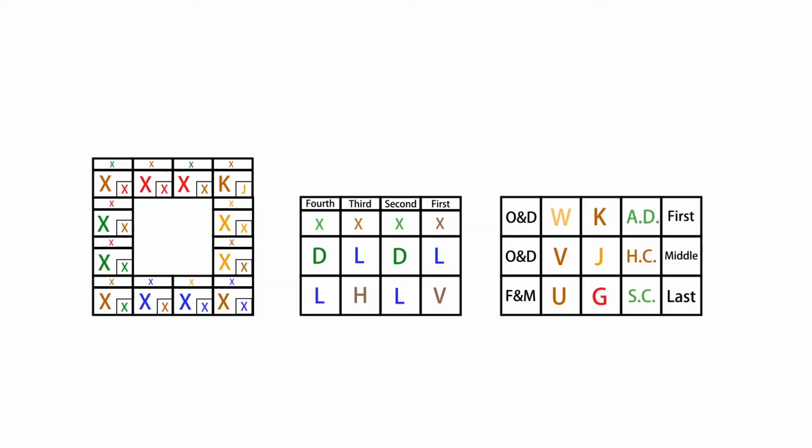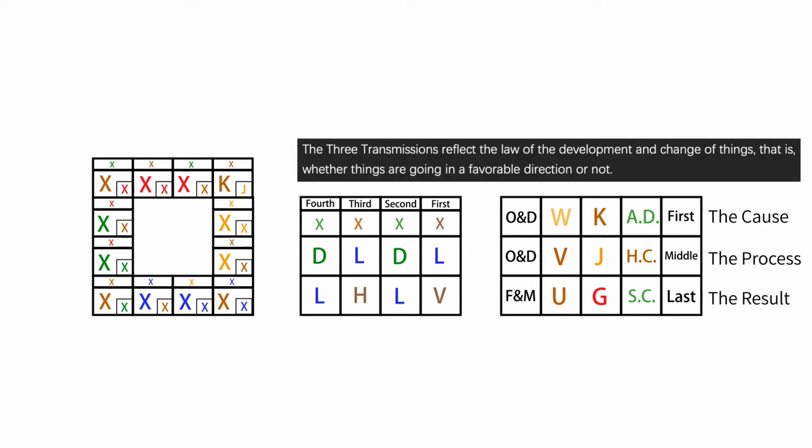Today I want to introduce how to analyze the three transmissions. The three transmissions are the first transmission, the middle transmission, and the last transmission. That is the cause, the process, and the result. The three transmissions reflect the law of the development and change of things, that is, whether things are going in a favorable direction or not.